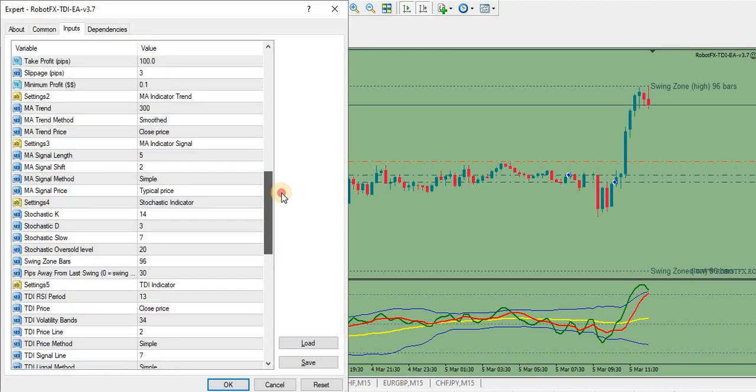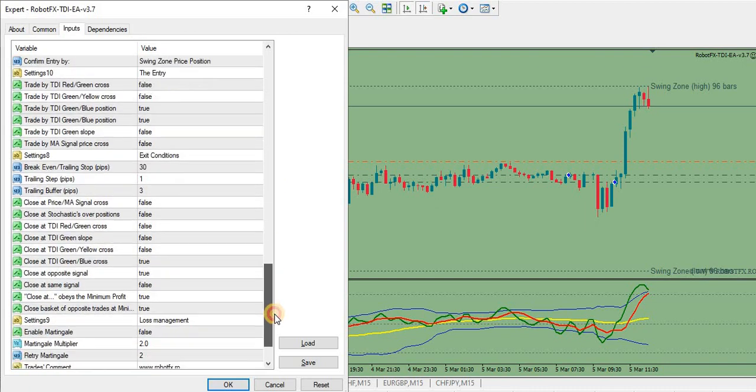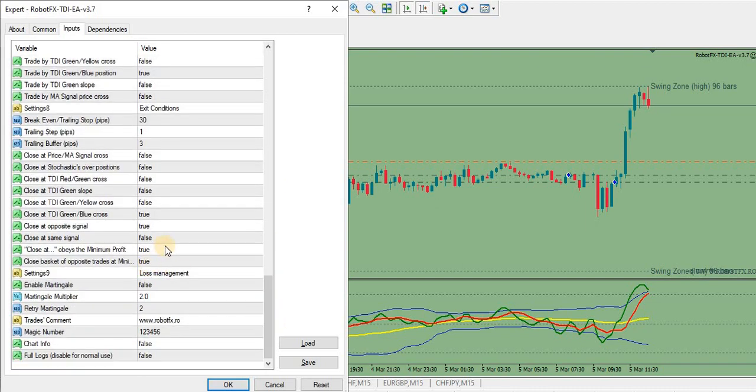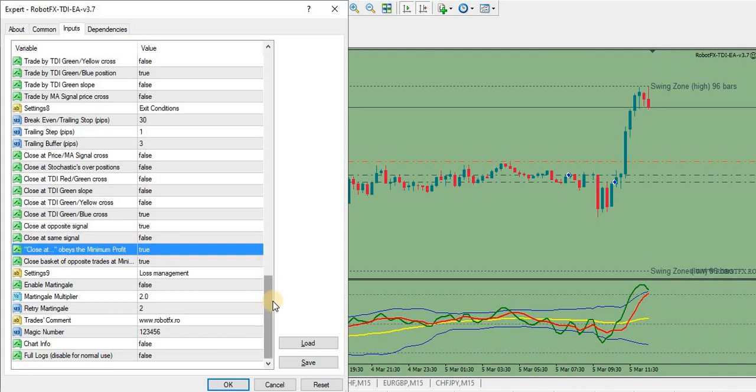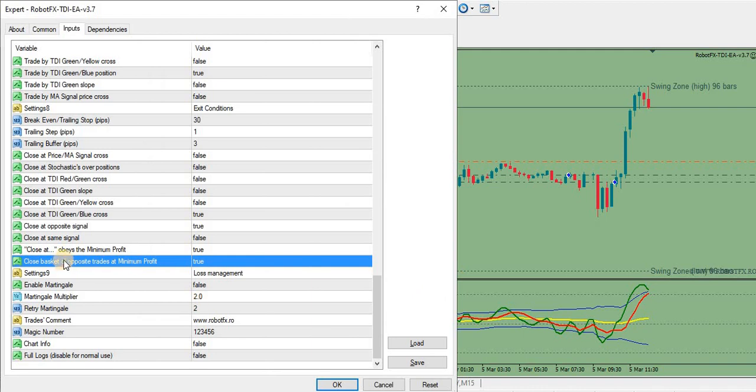You can also set the minimum profit to a negative value, losses that you are able to accept, for example. This is when the minimum profit is used. You can also close baskets of opposite trades at minimum profit. That's another setting.